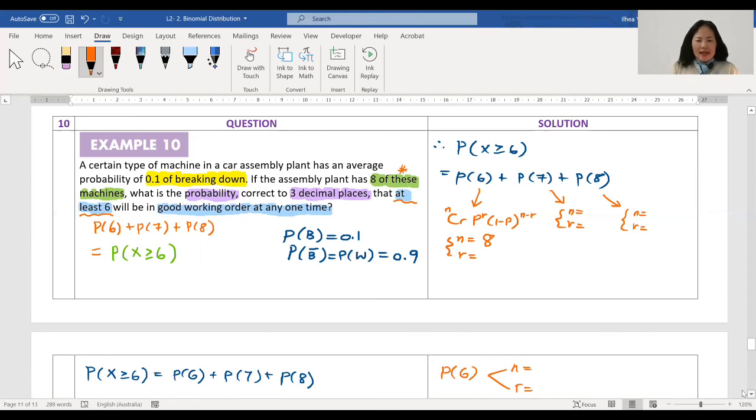So what does that 'at least' mean? Including 6 machines, and then 7 and 8 machines. The probability of breaking is 0.1, not breaking is 0.9. We are looking at the good working ones, so 0.9 is our success. Just because 0.1 came up first doesn't mean it's the success. You have to look at the question at the end. What is our goal? What is our aim? What is our success? Success is getting a good working order machine.